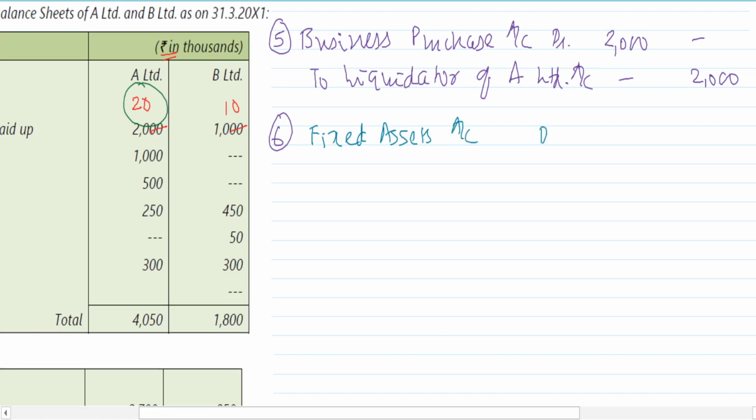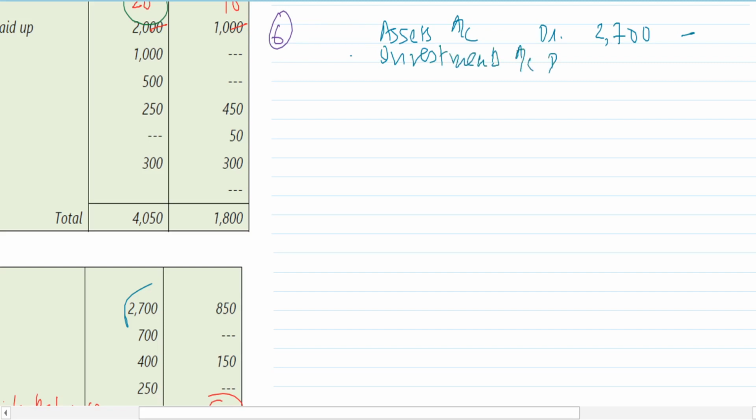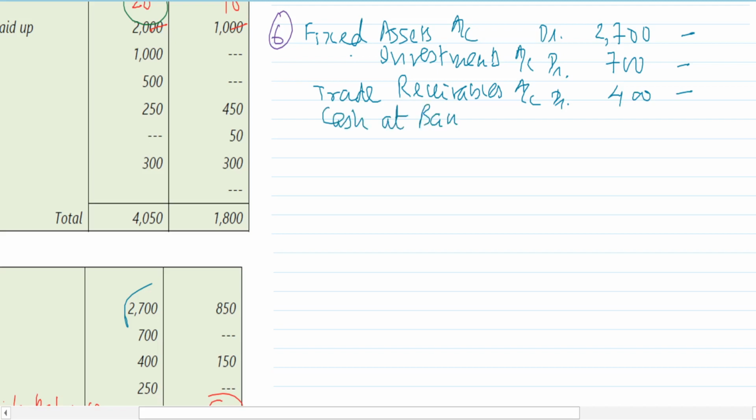So fixed assets account debit. Check with your balance sheet. Fixed assets account debit 2700. Right here it is 2700. Investments account debit 700. Trade receivables account debit 400. Cash at bank account debit 250. Leave a line for the balancing. Okay.